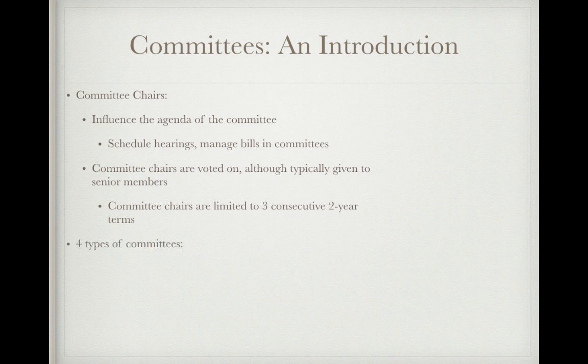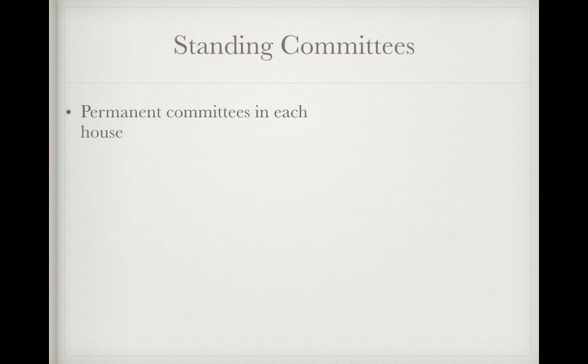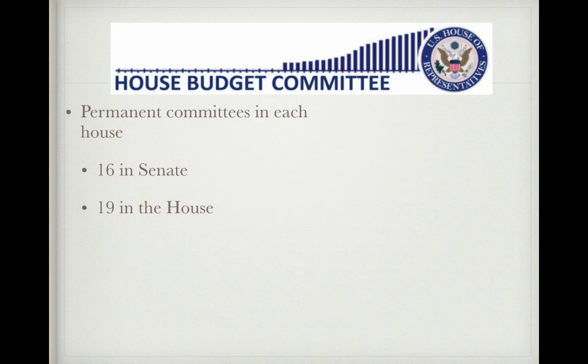There are 4 types of committees that we're going to talk about. The first is standing. This is a permanent one. Second is joint. The third is a conference committee. And the fourth is a select committee. So standing committees are permanent committees in each house of Congress. There are 16 in the Senate and 19 in the House.